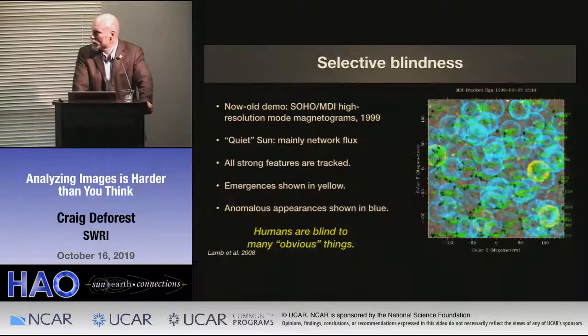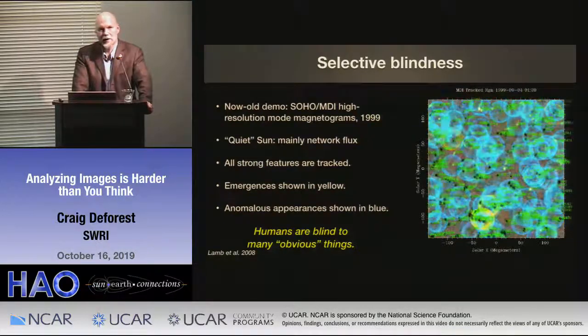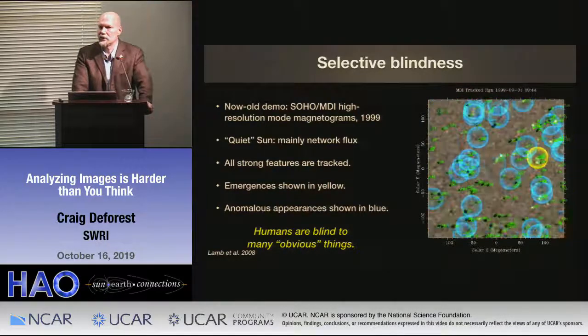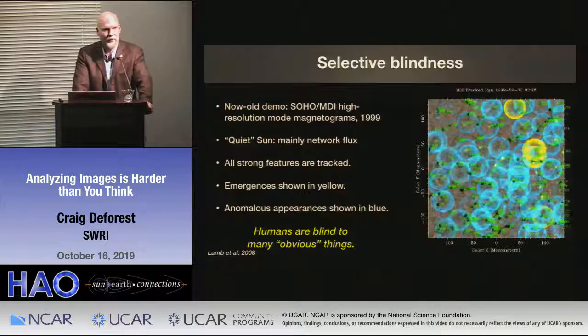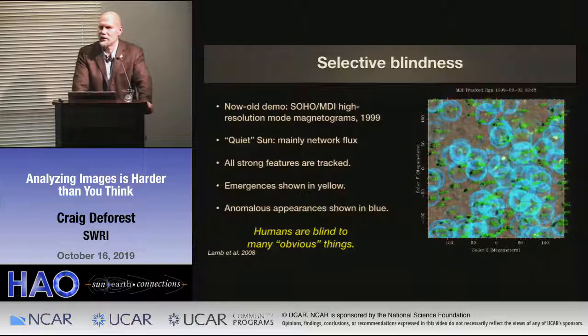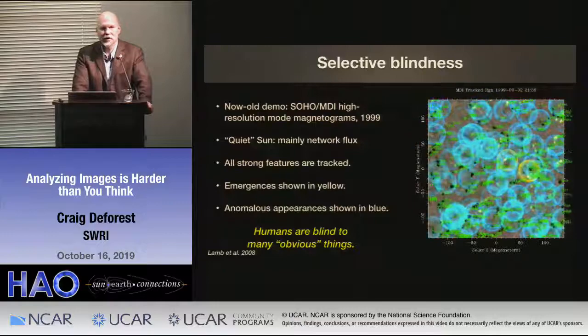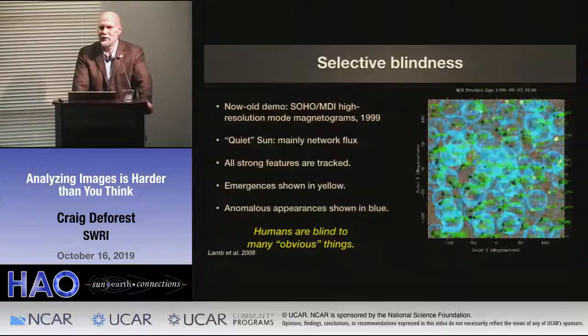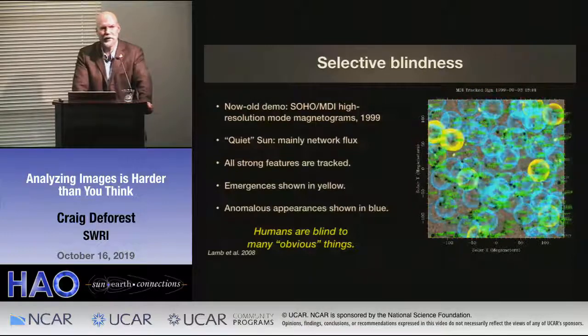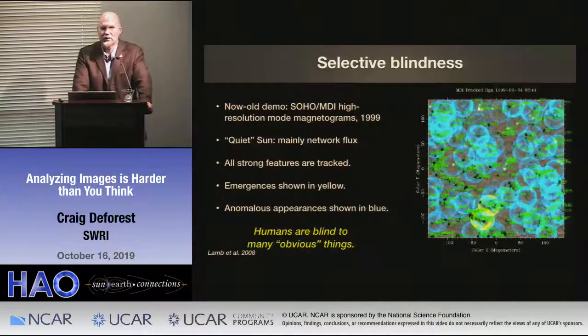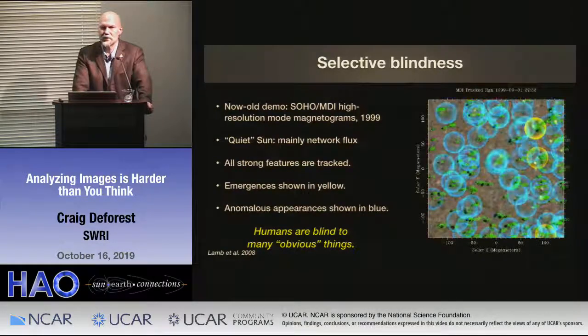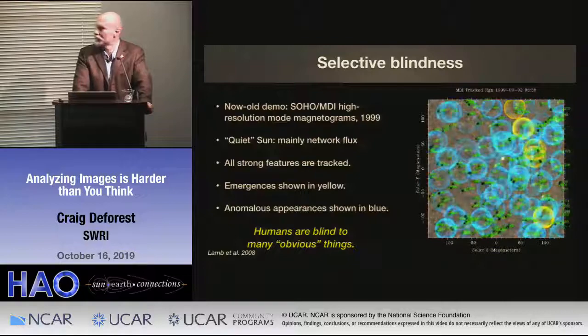So anyway, the key thing here is there are classes of feature that you can't see. And so if you're looking at images and you think to yourself, I see everything that's going on in these images, you're lying to yourself, right? If you really want to know, you have to write some kind of code that discriminates in a formal way the features that you want to see or the phenomenon you want to see.